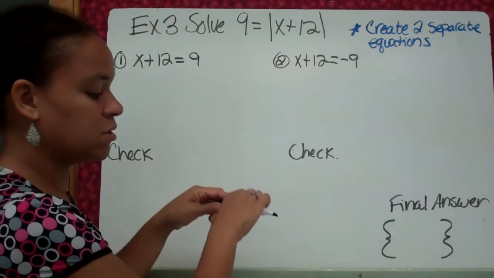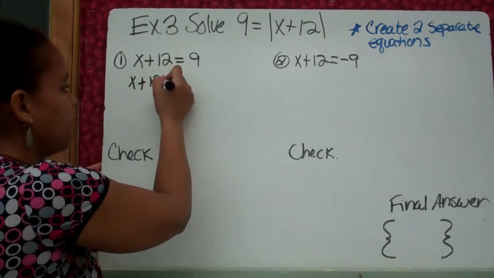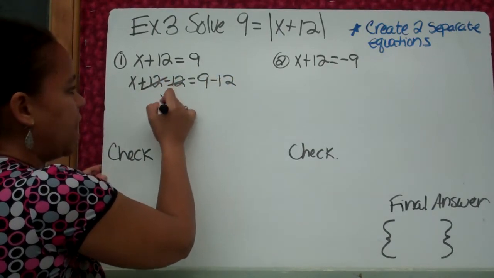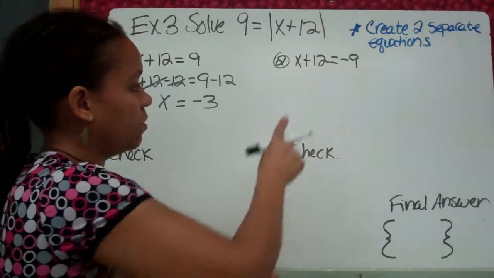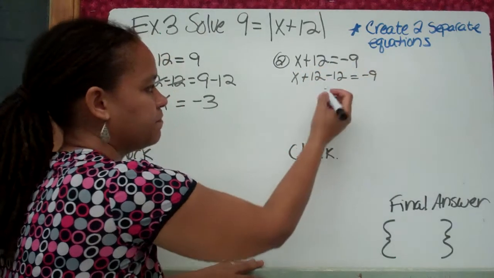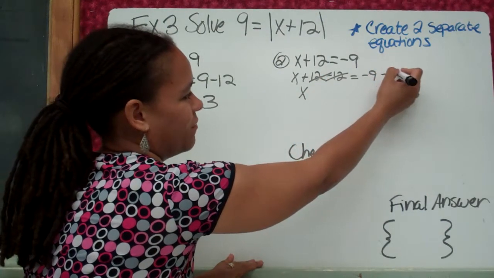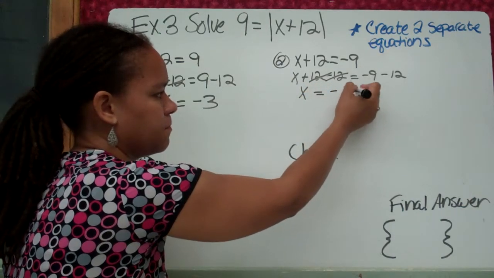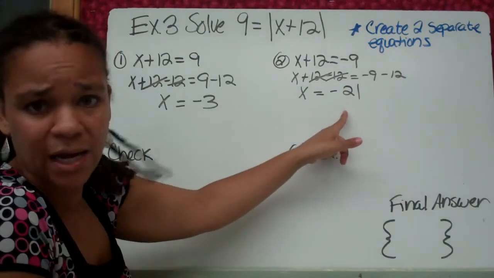So here we're going to do regular solving. We want to subtract 12 from both sides. So x plus 12 minus 12 is equal to 9 minus 12. These cancel out. x is equal to -3. That's one of our answers. And now let's check the other one. We still need to subtract 12. x plus 12 minus 12 is equal to -9. These cancel out. I didn't write my minus 12. So x is equal to -21. And either of these are going to be correct, -3 and -21.